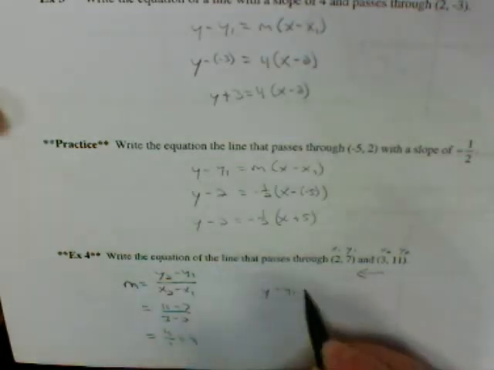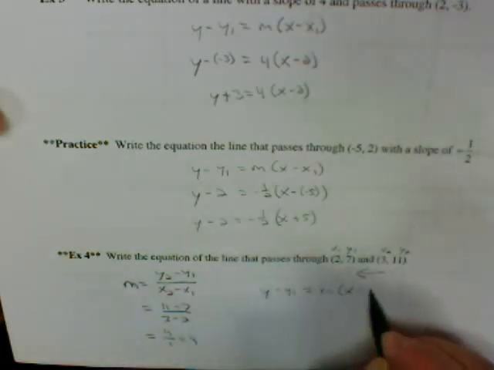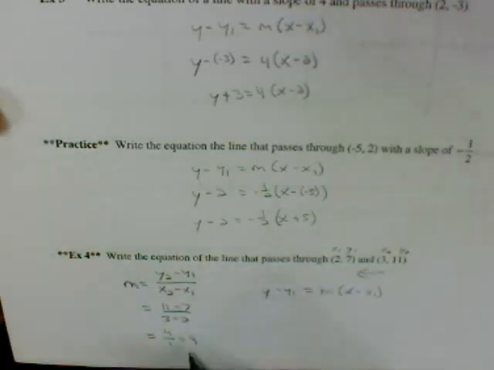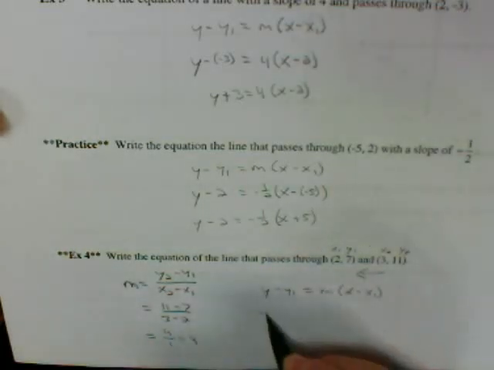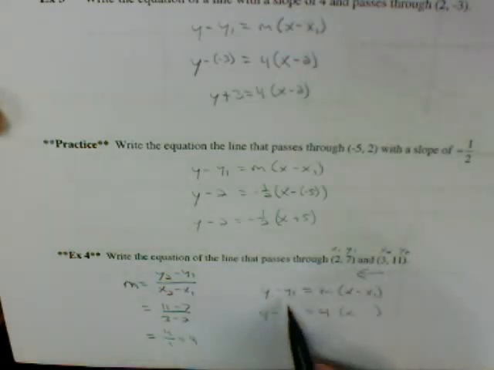Now that we have our slope, we can treat it just like the previous example 3 and the practice problem that came right after it. We're going to start with the point-slope form of the line now that we have the slope and a point. We're going to plug in 4 for our slope because that's what we just figured out. And we're going to plug in an x and y for x of 1 and y of 1.